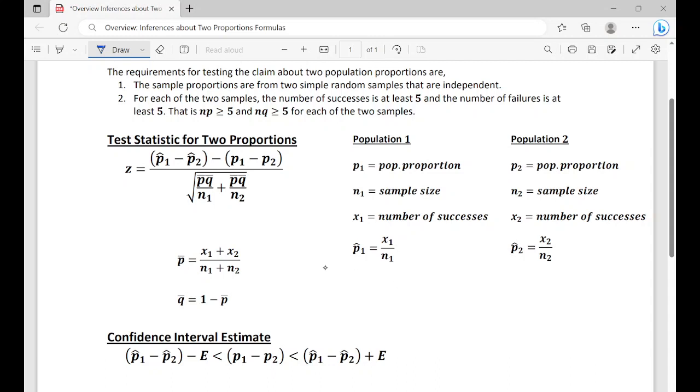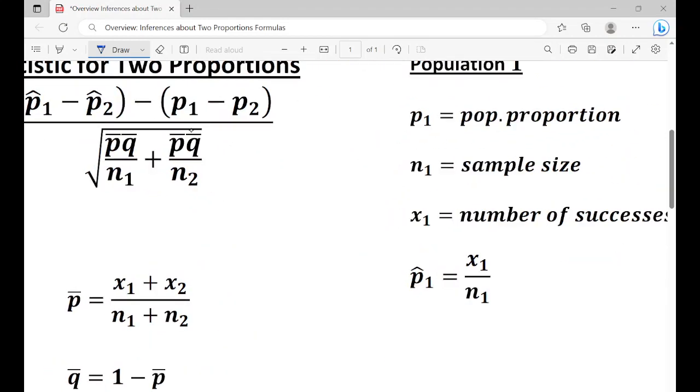The only thing you need to be mindful of is over here, which is P bar, the little line up top, which is equal to X1 plus X2 over N1 plus N2, and then Q bar, which is just 1 minus P bar. And that's what these individual ones right here are. It's not just one line, it's hard to see, but there is a gap in between. It's P bar, Q bar, P bar, Q bar for each one.